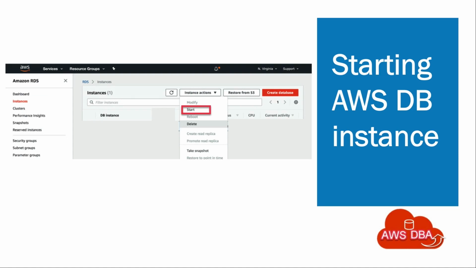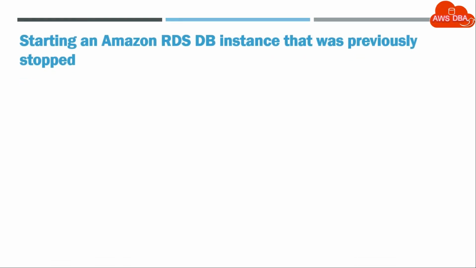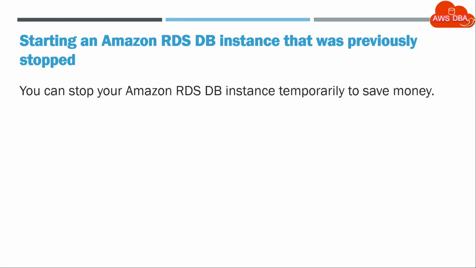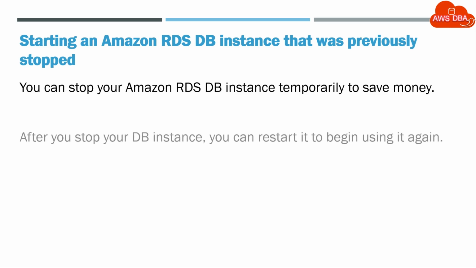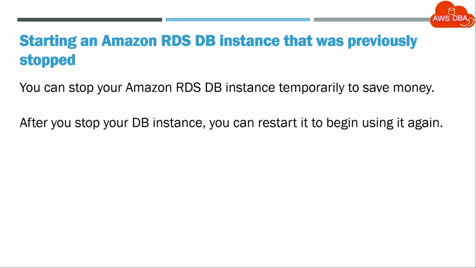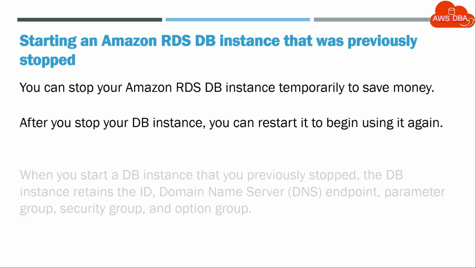In this session, we are going to see about starting an Amazon RDS DB instance that was previously stopped. You can stop your Amazon RDS DB instance temporarily to save money. After you stop your DB instance, you can restart it to begin using it again.